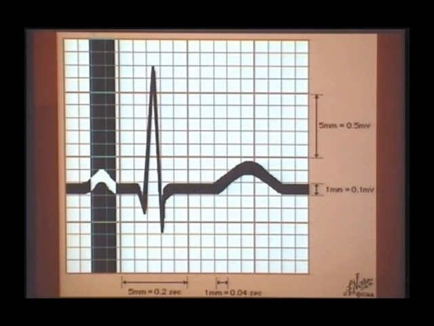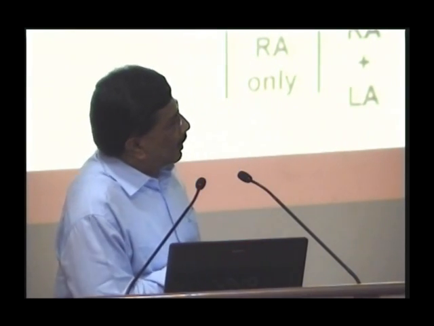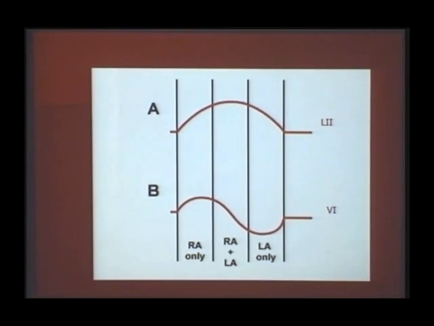For each one of the waves, you have to remember a particular number. For the P wave, you have to remember 2.5. So in lead 2, the P wave will look like this, and in lead V1, it will be biphasic: initial positive component and terminal negative. I'll tell you why when we come to chamber enlargement. But just remember the P wave looks like this in L2. So you measure the amplitude and duration in lead 2.